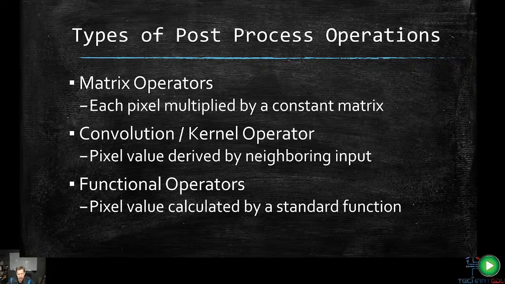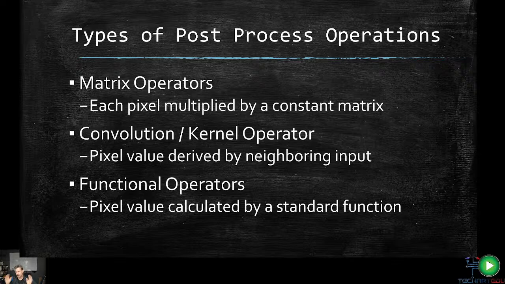Next week, we're going to be doing a convolution or a kernel operator, which is a little bit like a matrix operator, except that we're going to look at one pixel at a time, and then look at all the neighbors around that one pixel, and use the neighbors' values in order to calculate the current value.